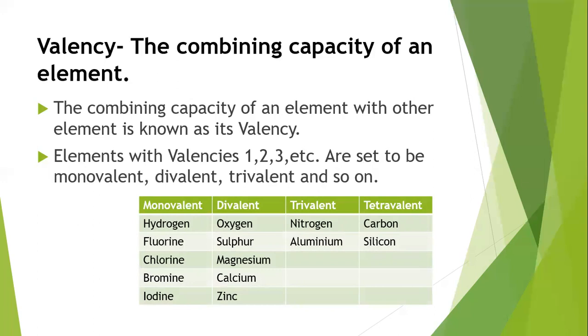Elements with valency 1, 2, 3 are said to be monovalent, divalent, trivalent, and so on. So here you can see a table also. Monovalents are hydrogen, fluorine, chlorine, bromine, iodine, while divalents are oxygen, sulfur, magnesium, calcium, zinc, and trivalents are nitrogen, aluminum. Tetravalents are carbon, silicon.